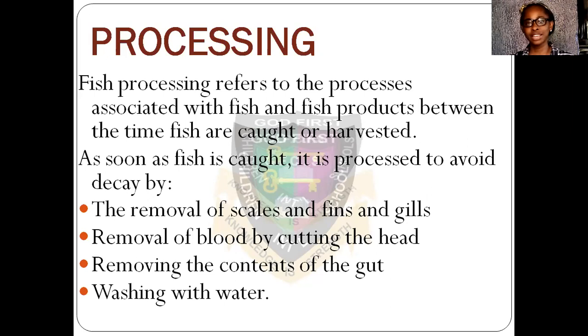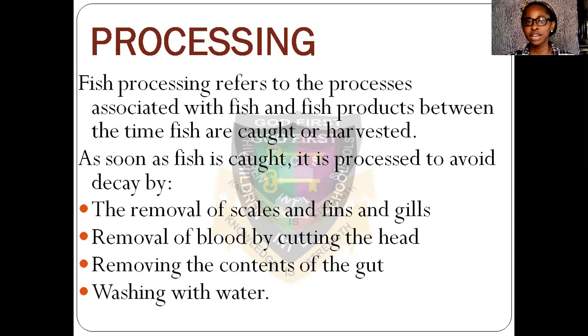So we'll talk about processing again. Processing refers to the process associated with fish and fish products between the time the fish are caught or harvested. What are the things we do when the fish are caught or harvested? One, we remove the scales, the fins, and the gills. Two, we remove the blood by cutting the head of the fish. Three, we remove the content of the gut. Four, we wash the fish with clean water.